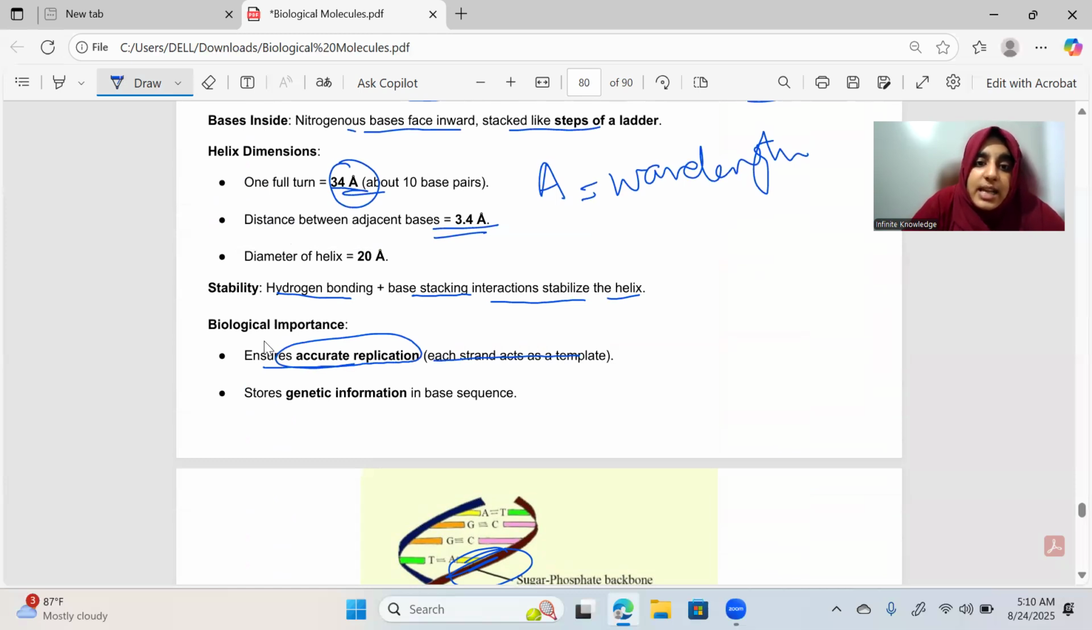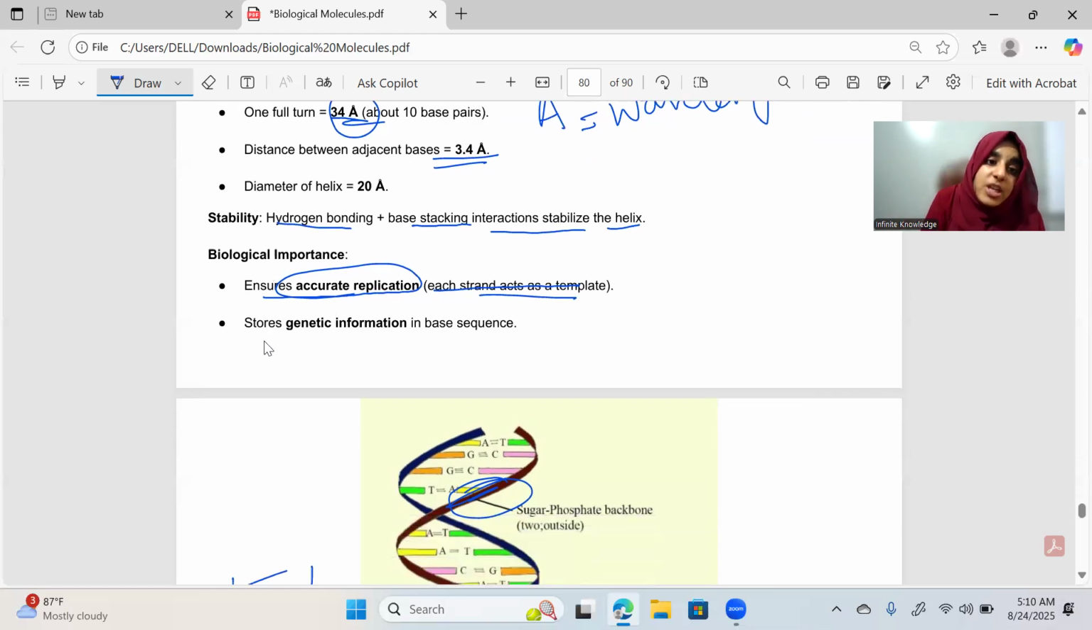Each strand acts like a template. Okay, so what happens is that adenine has to pair with thymine. It cannot pair with any other molecule, whereas cytosine has to pair with guanine. It cannot pair up with any other molecule, and it stores genetic information inside the base sequences. Okay.